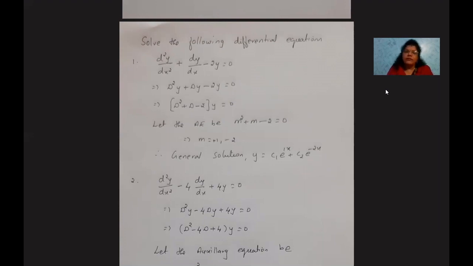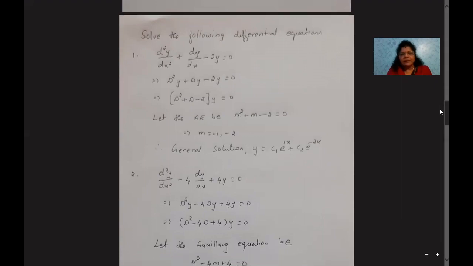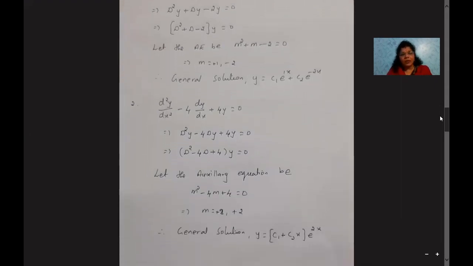What is the solution for real and distinct roots? That is C1 e power m1 x plus C2 e power m2 x. What is the value of m1 and m2 here? m1 is positive 1 and m2 is minus 2. So let me put these two values in place of m1 and m2. We'll get the general solution as y equal to C1 e power 1x plus C2 e power minus 2x. Understood? Second problem. Again, it is a quadratic equation.